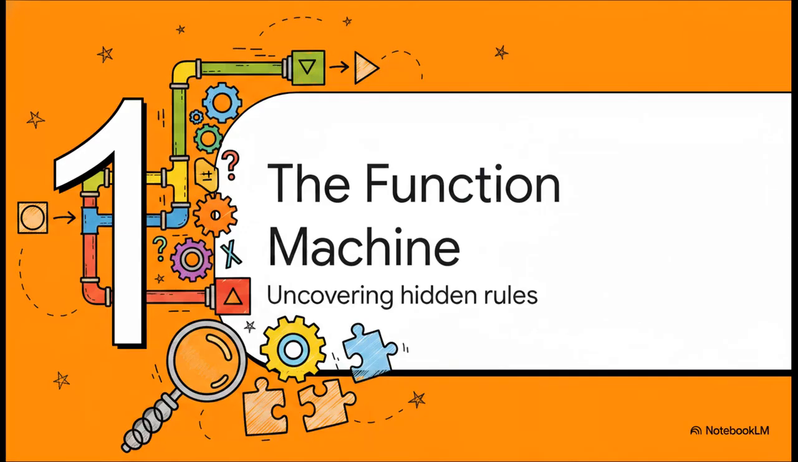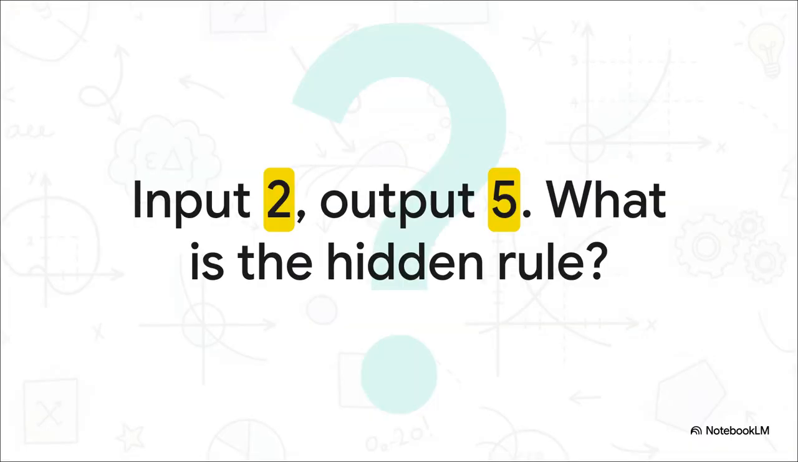Section 1. Meet the function machine. So I want you to imagine a secret black box. You drop a number in, the machine whirs away, and a completely different number pops out. For example, if I give you a 2 and you give me back a 5, what's the hidden rule? What exactly did that box do to our 2? Did it add 3? Maybe it multiplied by 2 and then added 1. Your job as a mathematical detective is to figure out exactly what's going on inside that machine.